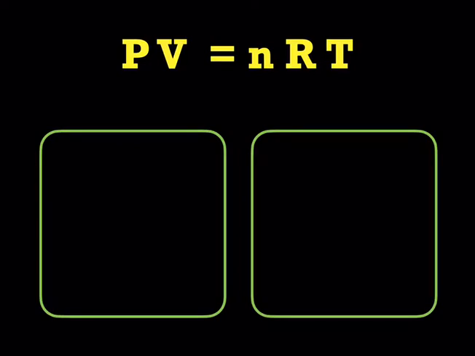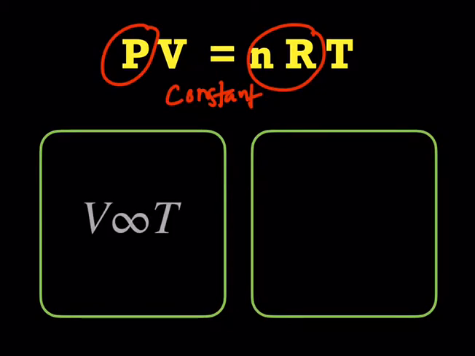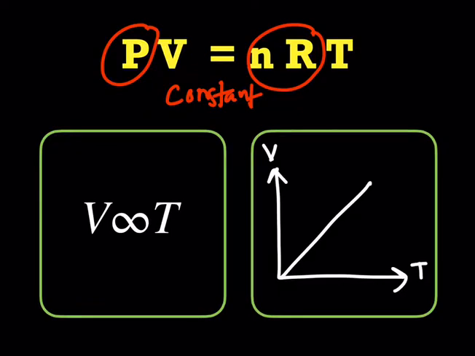Now we're looking at the relationship between volume and temperature. So the pressure, N, and R become constant values. Therefore, the relationship between volume and temperature is directly proportional as shown in the graph.